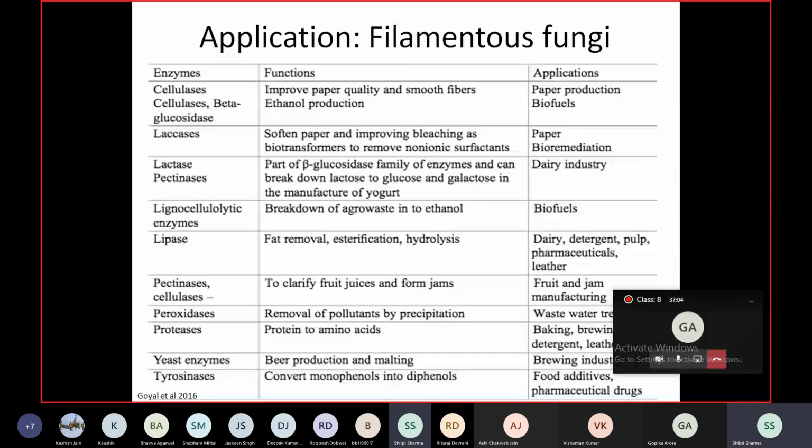And here is a list of enzymes produced by fungi that find application in sectors ranging from, for example, degradation of lignocellulose and help in the biofuel industry, to dairy industry, paper production, and so on and so forth. In fact, there is a report which says that approximately 200 fungal enzymes have been characterized with significant applications in these industries. Some of the main enzymes that dominate the industrial markets are cellulases, amylases, pectinases, and yeast enzymes, as you know.